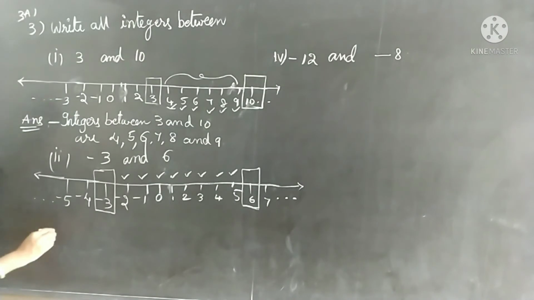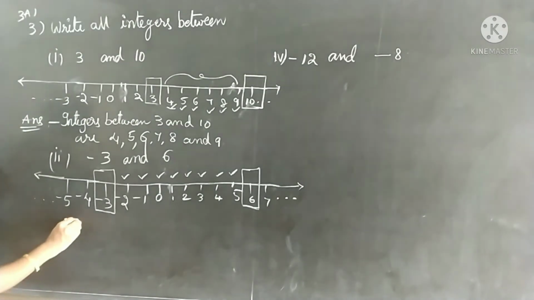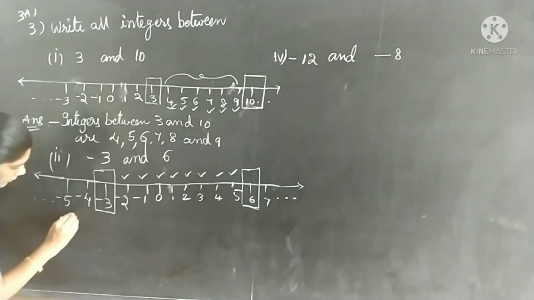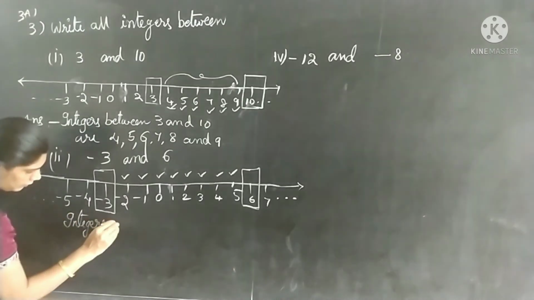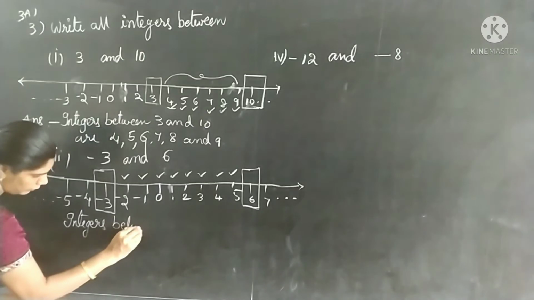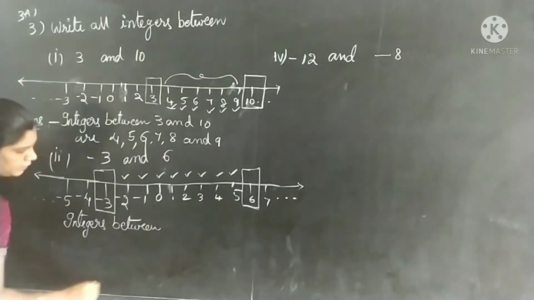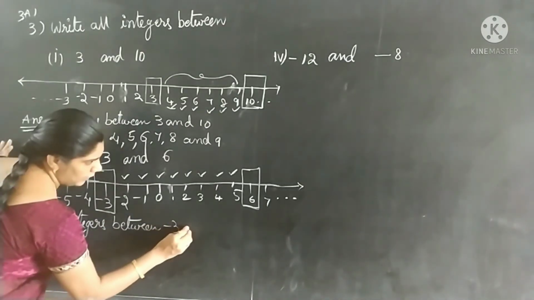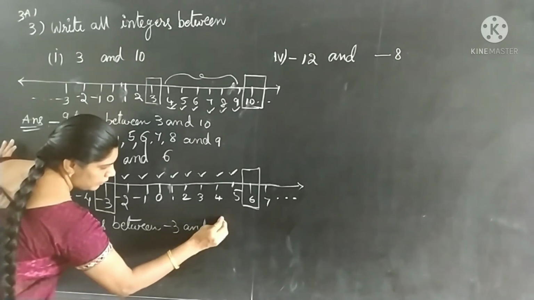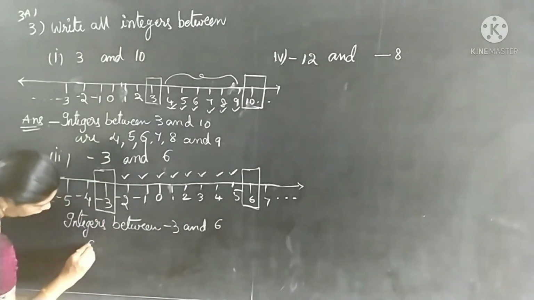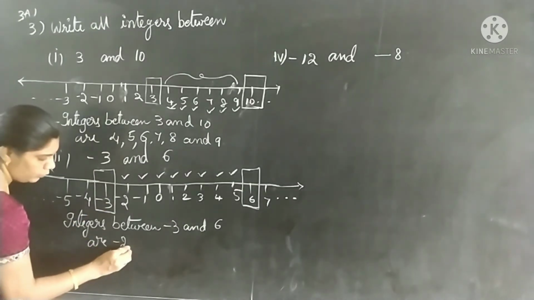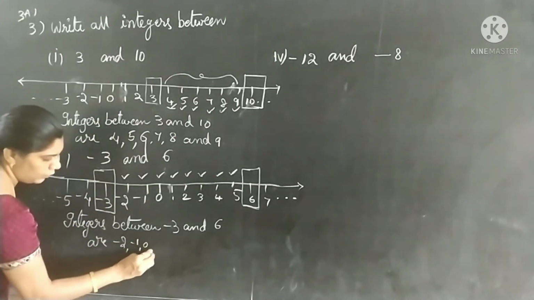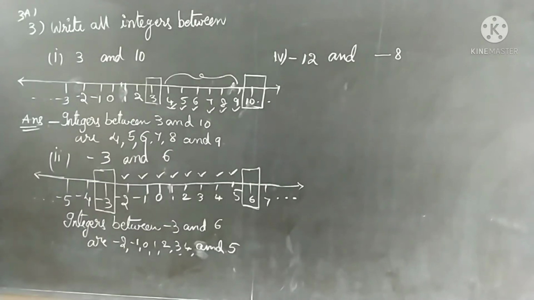Now write down the answer here. Integers between minus 3 and 6 are, note down: -2, -1, 0, 1 and so on. Okay.